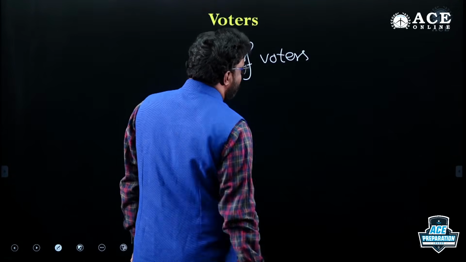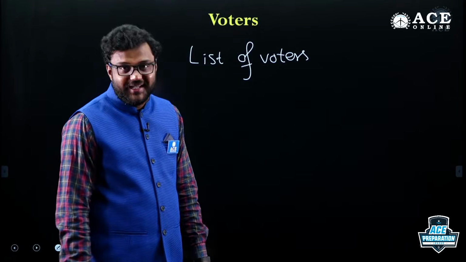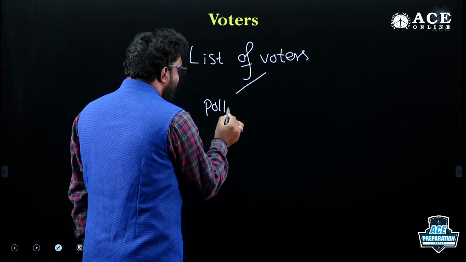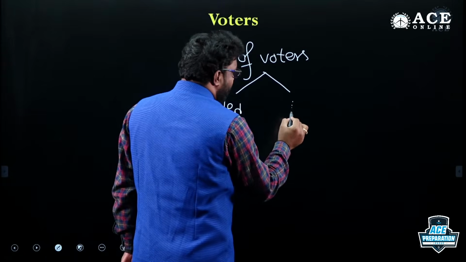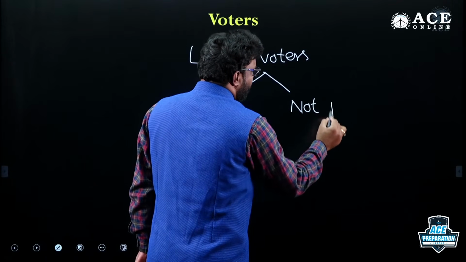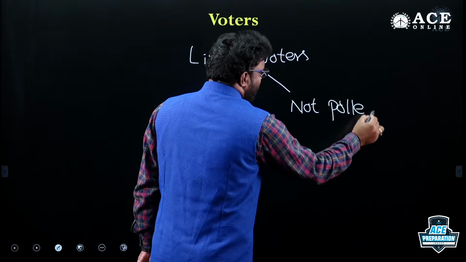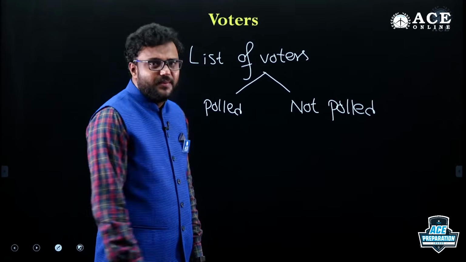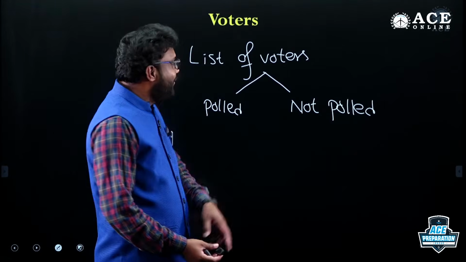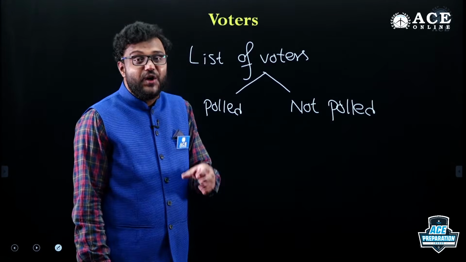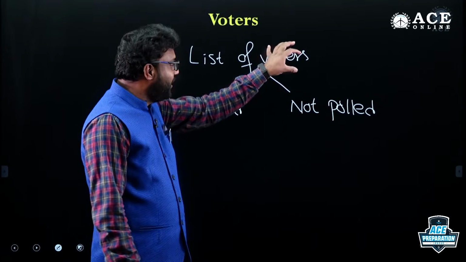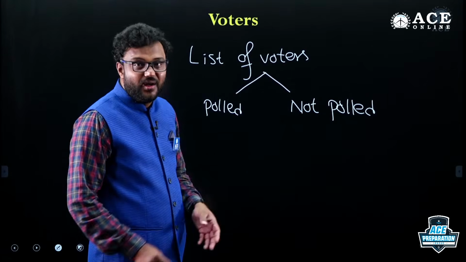Among this list of voters, on the day of election, people may attend for polling, or they may not attend for polling. You can see they'll mention, okay, in Delhi there is 80% polling, in Bihar 70% polling, in Pune 60% polling, like that, meaning out of this list of voters, how many people attended for polling? Polled, not polled. Among list of voters, polled and not polled.